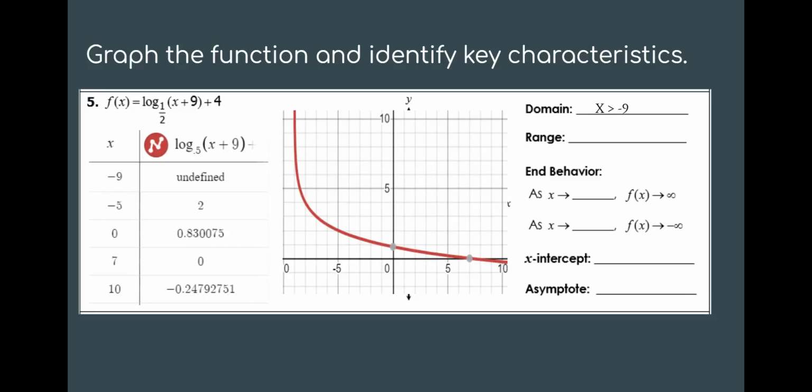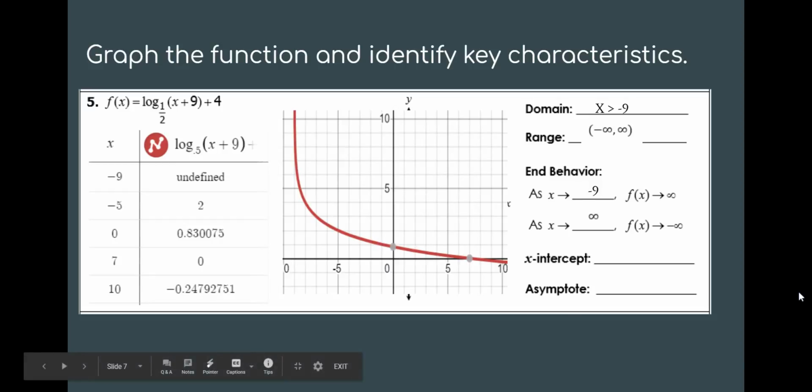The domain is x greater than -9. Every point greater than -9. The range is all real numbers. As my function approaches -9, y is going to positive infinity. My function goes up. Then, as x goes to positive infinity, sorry, I apologize, as x goes to positive infinity, y is going down. It's going to eventually go towards negative infinity. The x-intercept is that coordinate point 7, 0. And the asymptote is x equals -9.